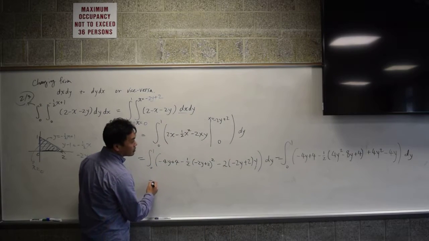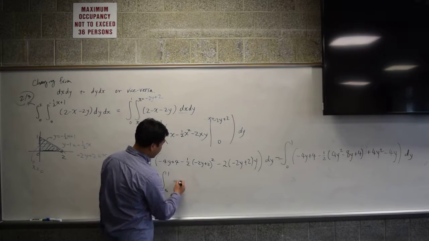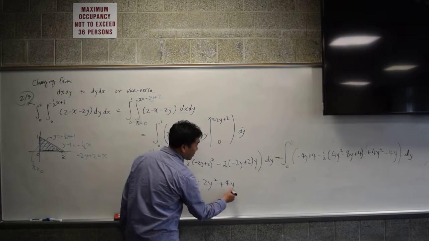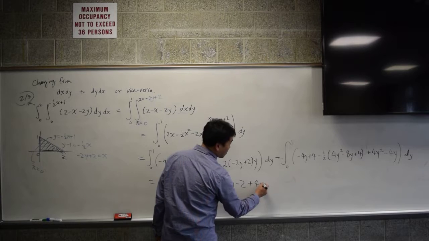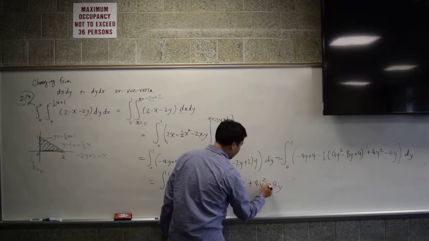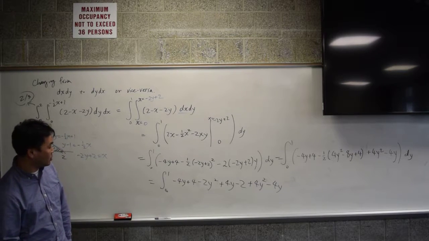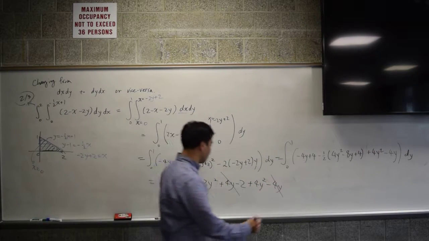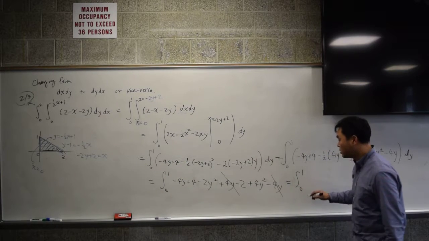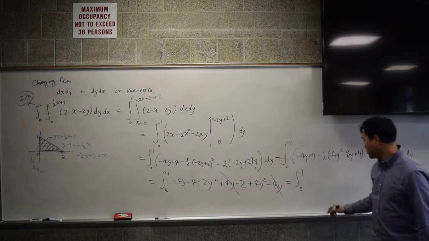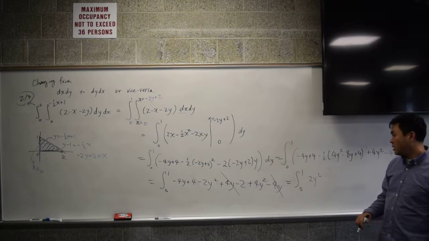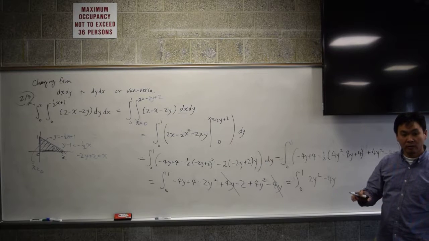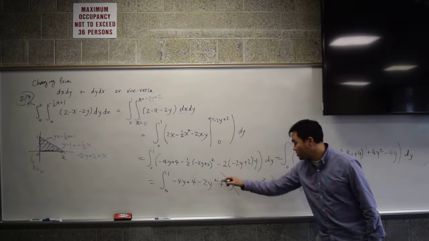Okay, let's simplify this further. From 0 to 1, negative 4y plus 4 minus 2y squared plus 4y minus 2 plus 4y squared minus 4y. Now do some things cancel? I guess these two cancel. And let's see what we have. 4y squared minus 2y squared, that's 2y squared. And then negative 4y. And 4 minus 2 is 2, plus 2.